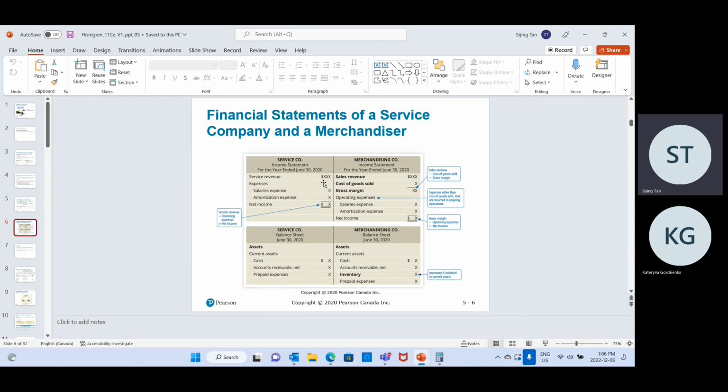Here is an example to show you what it looks like for a service company and a merchandising company. For a service company, the income statement is very easy to see. They just start with the service revenue, then the expenses, and then the net income. But for merchandising companies, there's a sales revenue and a cost of goods sold. Then you calculate the gross margin. We use sales revenue, deduct the cost of goods sold, and we have gross margin. Then all the rest of the expenses belong to operating expenses. That is, as we just talked about, the costs for advertising and sales staff salaries, those are all operating expenses. So we deduct the operating expenses to get net income. So that is the difference between a service company and a merchandising company.